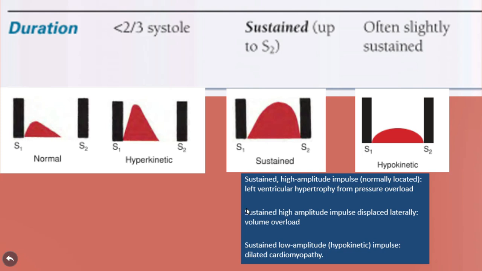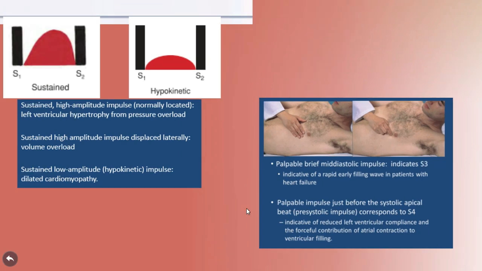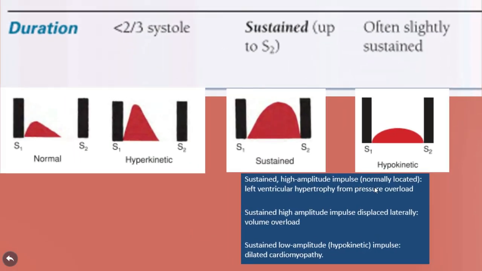So, a sustained or high amplitude impulse but with a normal location of the apex beat means there is LVH from pressure overload. Examples of pressure overload are a patient with aortic stenosis and a patient with chronic hypertension. A sustained high amplitude impulse but displaced laterally means that the heart is enlarged. This can be due to volume overload. The volume overload consists of mitral regurgitation or aortic regurgitation.